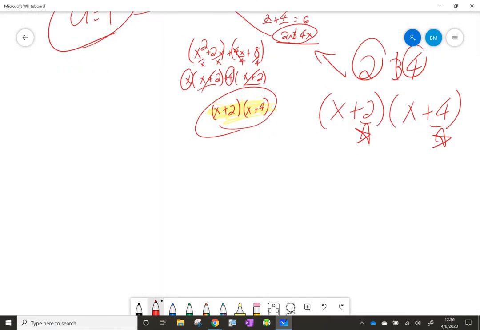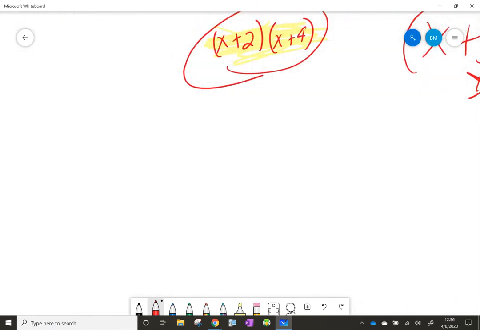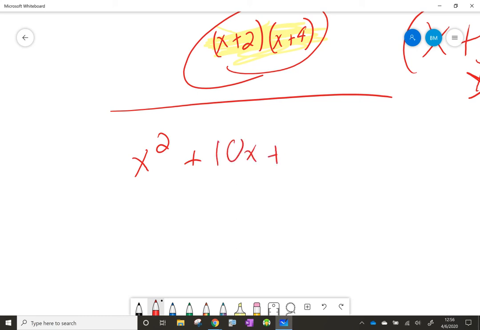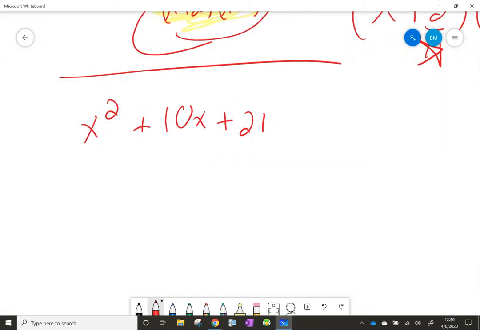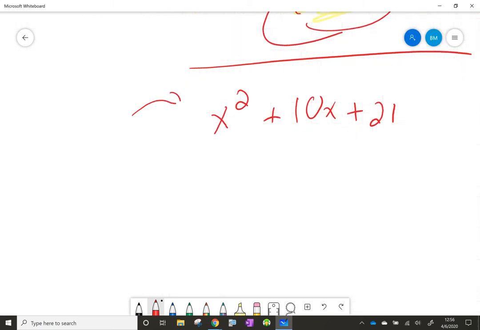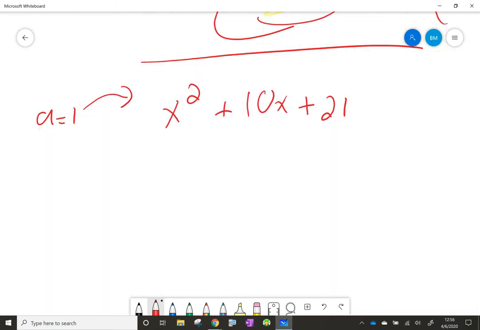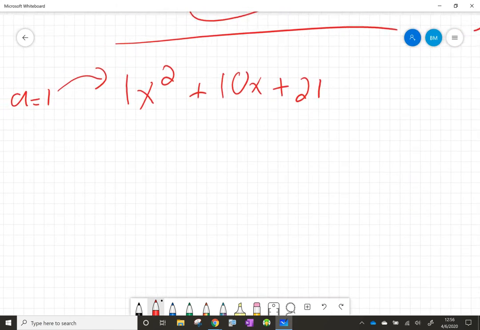So let me make a demonstration. Let me use an example here. So let's say I have x squared plus, let's say, 10x plus 21. Okay, so of course we're still going to have to solve the riddle, but notice here, of course, that my a value is equal to 1. Since it's just a plain x squared, it is just 1x squared. So let's solve our puzzle.